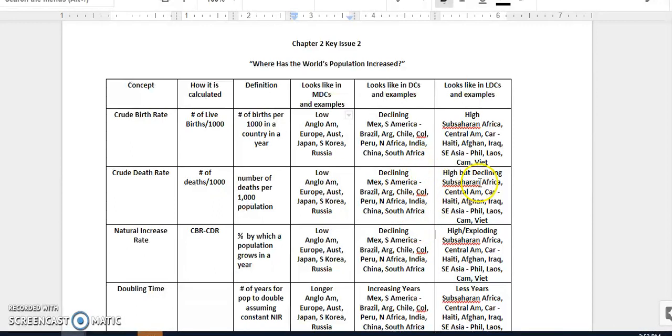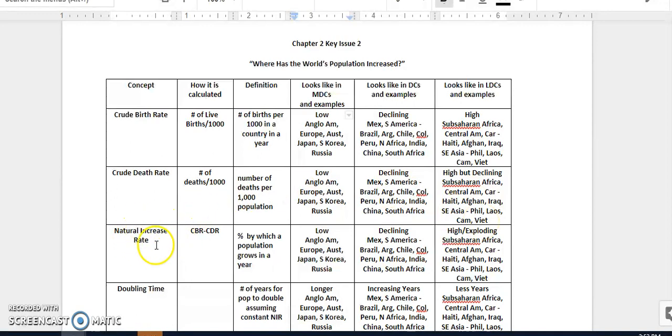And what does it look like in an LDC? This is high, but it is declining. And that would be Sub-Saharan African countries, those below the Sahara Desert, Central American countries like Guatemala, Honduras, Nicaragua, Caribbean countries like Haiti, Afghanistan, Kyrgyzstan, Tajikistan, Iraq, Southeast Asian countries like Philippines, Laos, Cambodia, Vietnam, and Myanmar.